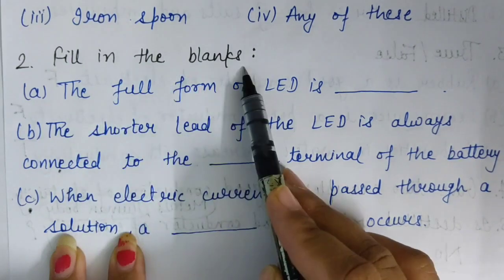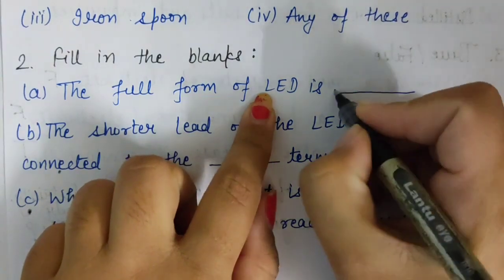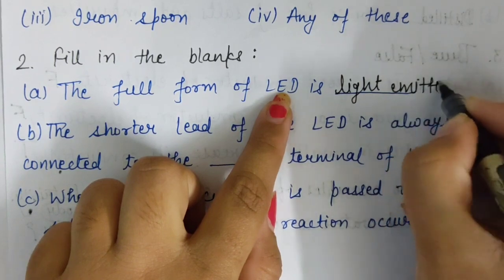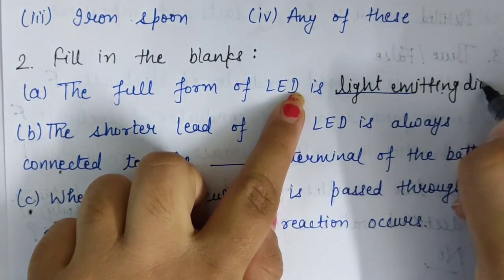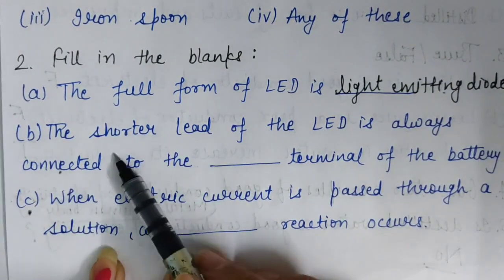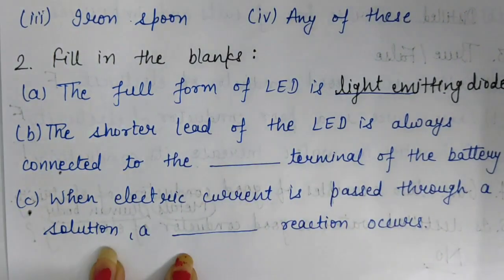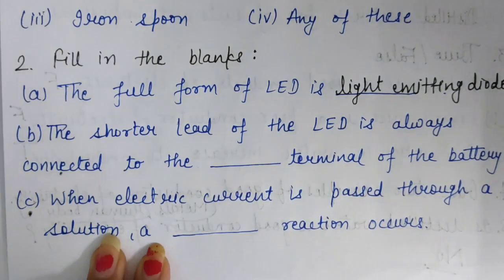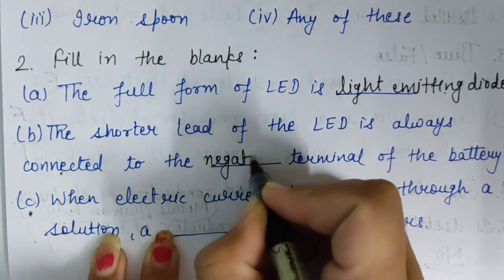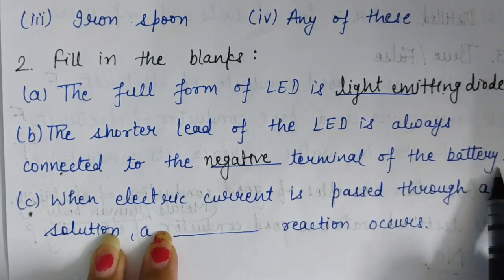Second, fill in the blanks. A part, the full form of LED is, what is the full form? L for light, E for emitting, and D for diode. So the full form is light emitting diode. B part, the shorter lead of the LED is always connected to the dash terminal of the battery. So the answer is the negative terminal of the battery.